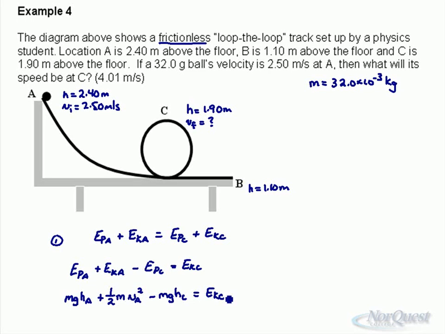We have the mass, we have gravity, we have the height at A. We have the mass, we have the velocity at A. We have the mass, we have the gravity, we have the height at C. We have all of those numbers. All we need to do is put them in. So I'm going to go to another slide because I don't have enough room to do that here.